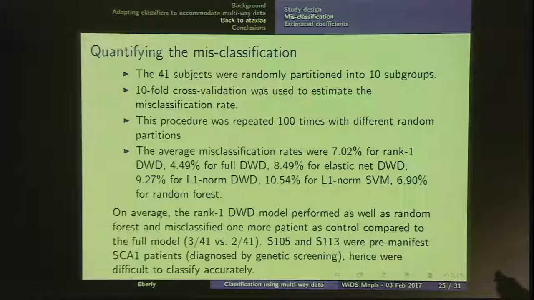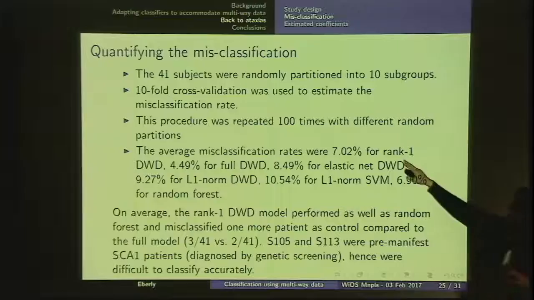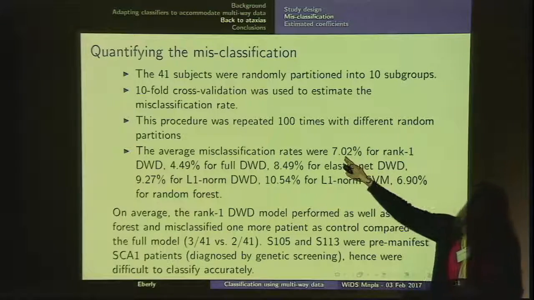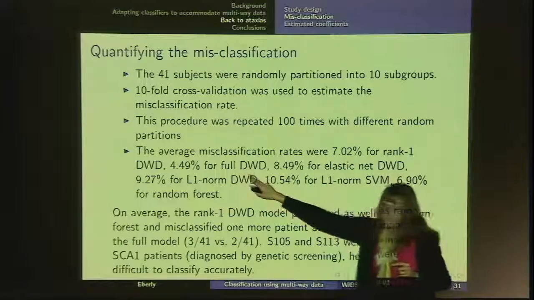Okay, so results here. Average misclassification rates were 7% for the rank 1 model, 4.5% for the full model, so that answers your question about this particular data set. 8.5% for elastic net DWD, 9.3% for L1 norm DWD, 10.5% for L1 norm SVM, and 6.9% for random forest. So there wasn't compelling evidence for this data set that the rank 1 model was really the best. The DWD did a little bit better.